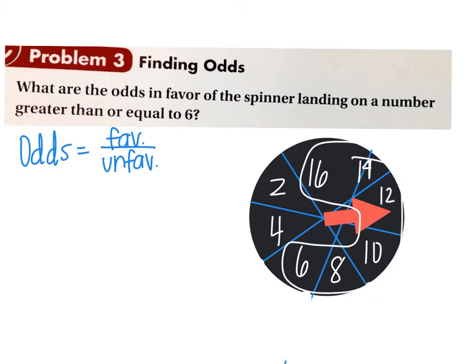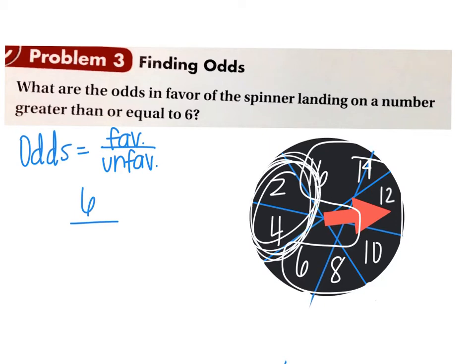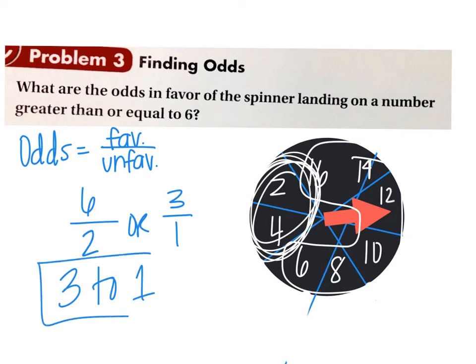There are 6 of them. So the number of favorable outcomes here is going to be 6. And then the number of unfavorable outcomes is going to be 2. Those are the ones we don't want. So that's going to be 2 out of them. So 6 over 2 or better, 3 over 1. So our odds are 3 to 1 that we'll get a number greater than or equal to 6.